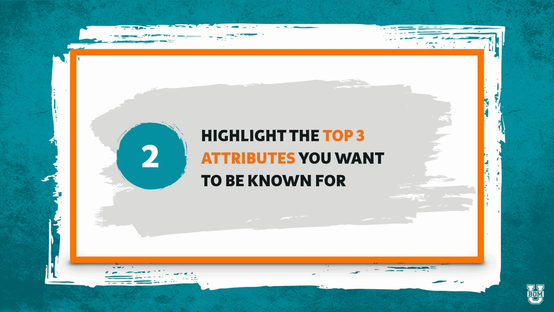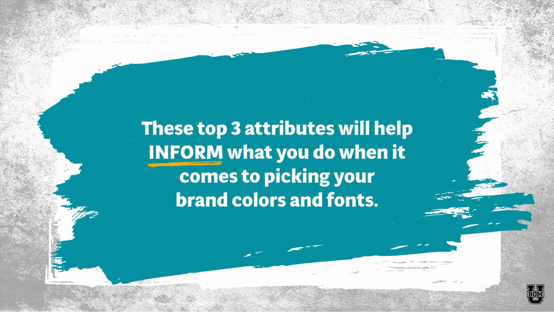So the next step you want to do once you get your top 10 personality attributes, you want to highlight the top 3. And I know it's kind of hard to narrow that down, and you'll still be able to use all of these, but you want to narrow down the top 3 just so you can get a really good short list of the top 3 that you want to be known for. And then those top 3 attributes, and this is important here, these are going to help inform what you do when it comes to picking your colors and your fonts. And we'll be doing that in an upcoming module.